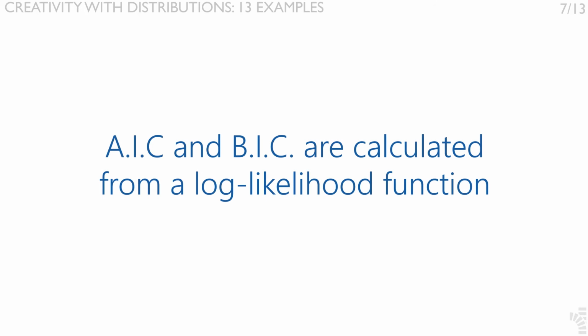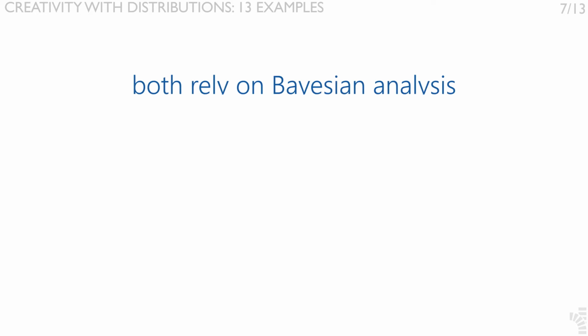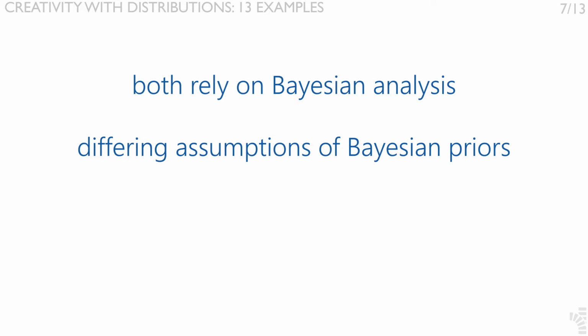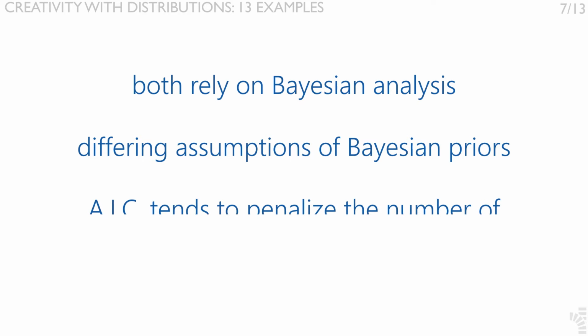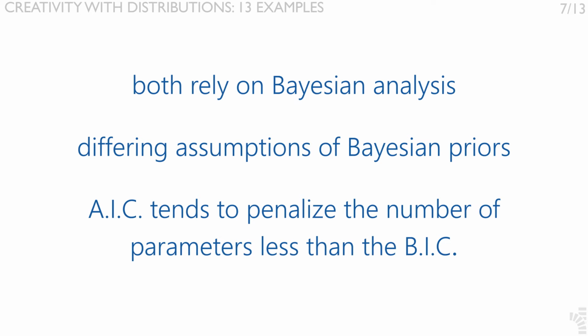The AIC and BIC statistics are calculated from a log likelihood function. The AIC and BIC are clearly very similar. The theoretical underpinnings of both rely on Bayesian analysis, and the two different forms come from differing assumptions for the Bayesian priors. The AIC tends to penalize the number of parameters less than the BIC.